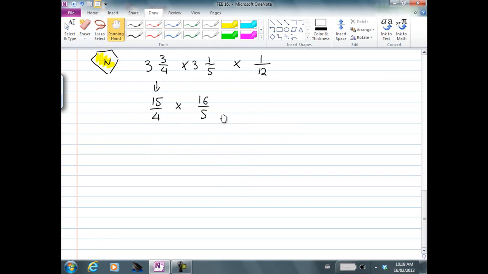Sufyan, what can I reduce? 15 and 5. So this becomes a 3. This becomes a 1. Rajan, what else can I reduce? Very nice. That becomes 1. That becomes 4. See, I always like to work with the first two fractions. I don't make my life harder by taking all at once.